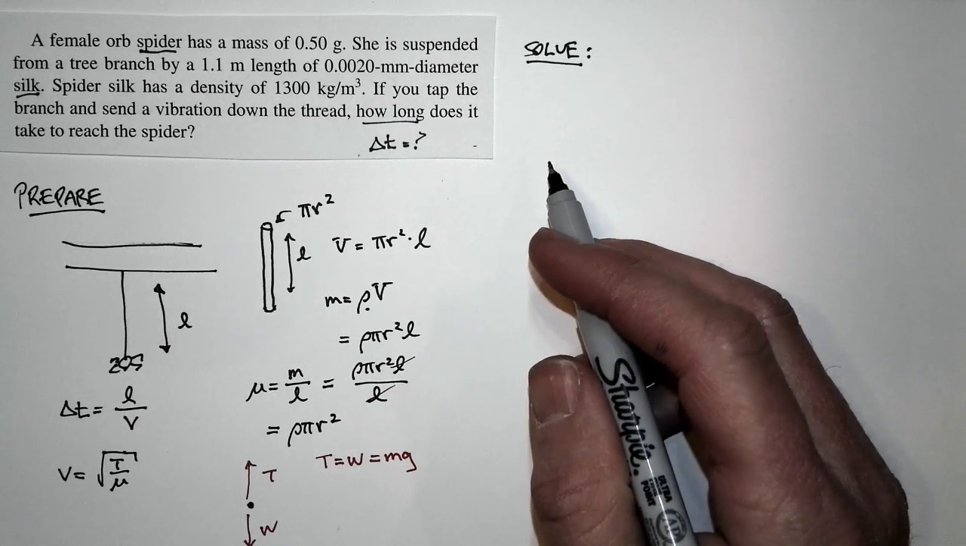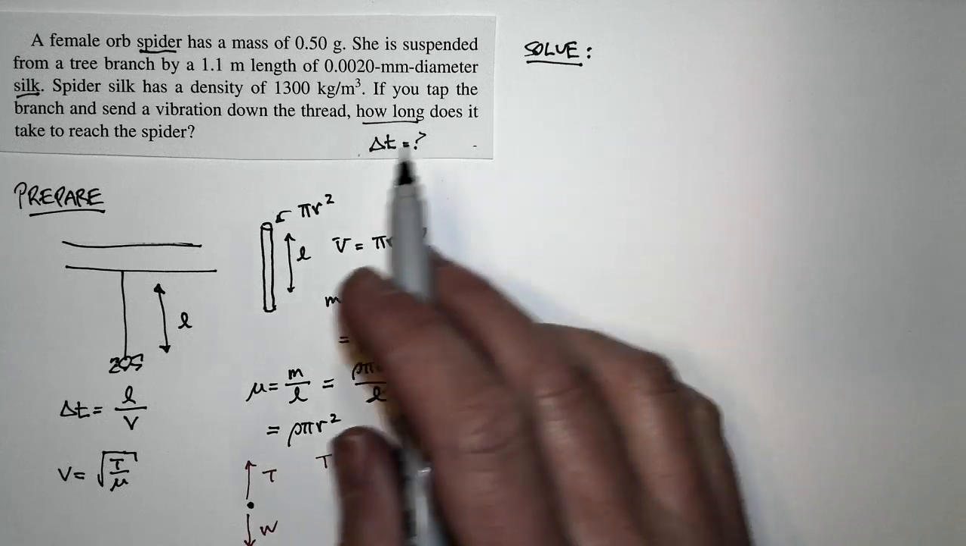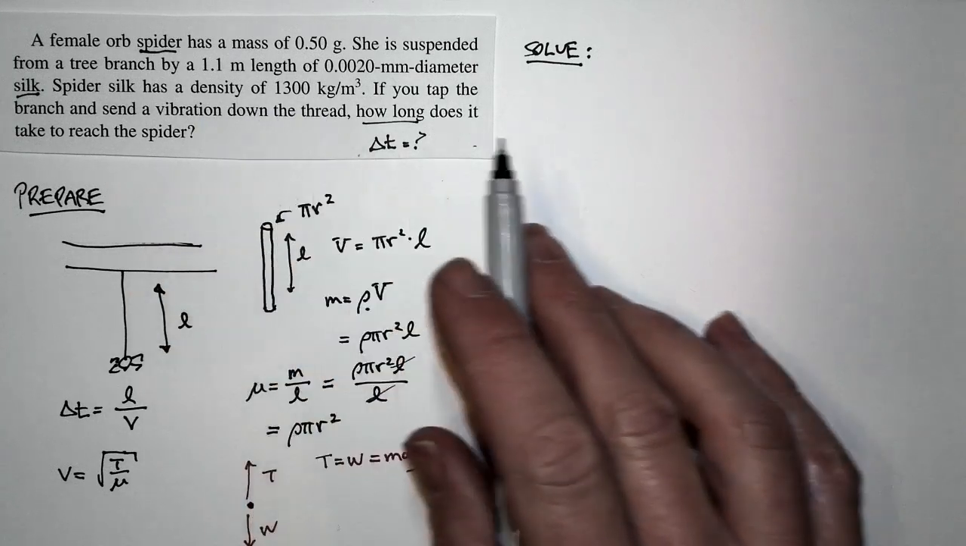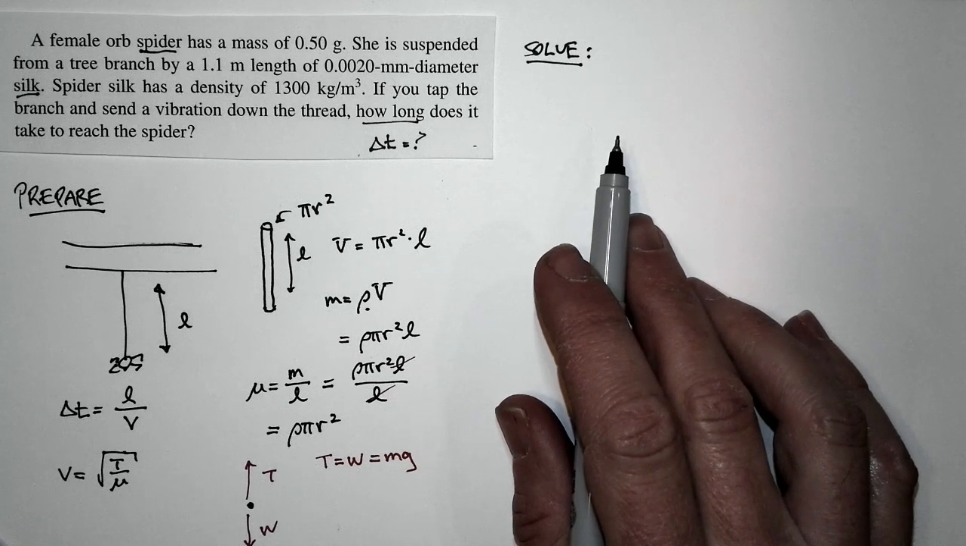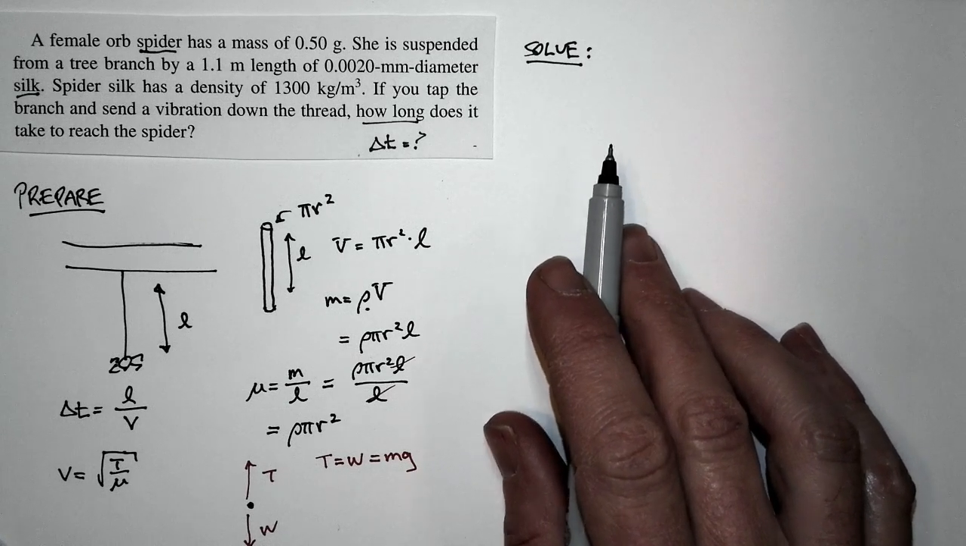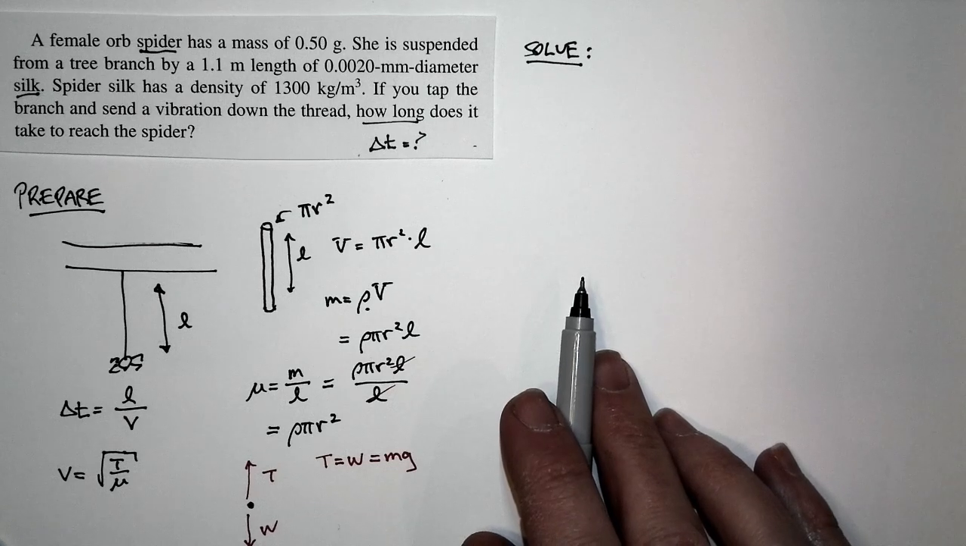So we'll do a little bit of pre-assessment. Now, spiders are very sensitive to vibration. They use vibrations of their silk to detect things in the world around them. So we expect the wave to travel pretty quickly. But we don't expect it to be much quicker than the speed of sound in air, okay?